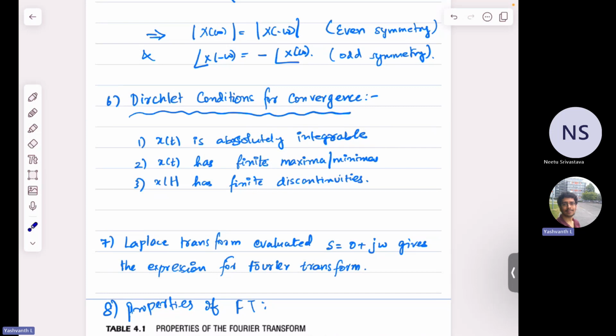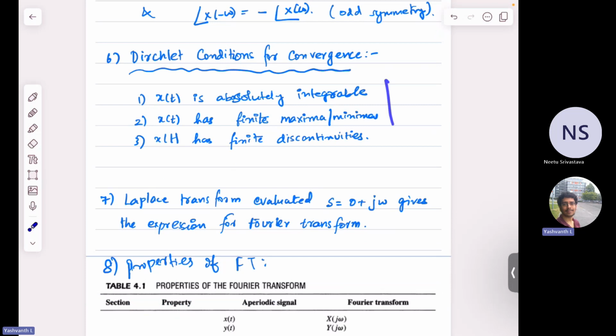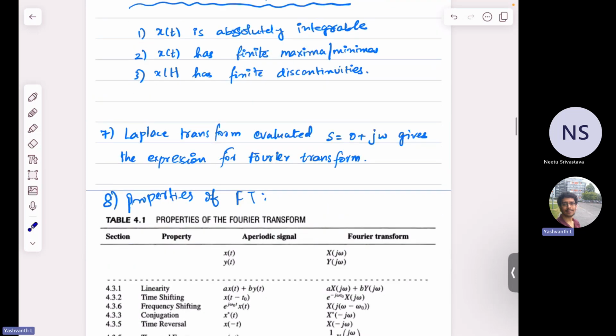Similar to Fourier series, they are again the same. That is, x of t must be absolutely integrable, x of t must have a finite number of maxima and minima, and x of t must have a finite number of discontinuities. These three are the same as what we saw in Fourier series. Now comes the related point, which relates the Laplace transform with the Fourier transform. The Laplace transform of a signal evaluated at s equal to 0 plus j omega gives the expression for the Fourier transform.